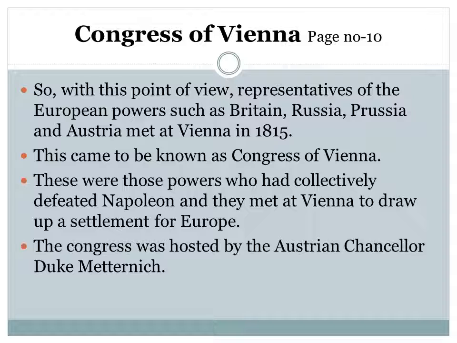Next one, Congress of Vienna. With this point in view, representatives of the European powers such as Britain, Russia, Prussia and Austria met at Vienna in 1815. This came to be known as the Congress of Vienna. These were the powers who had collectively defeated Napoleon, and they met at Vienna to draw up a settlement for Europe. The Congress was hosted by the Austrian Chancellor Duke Metternich.